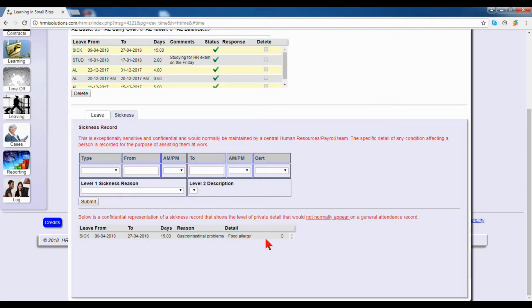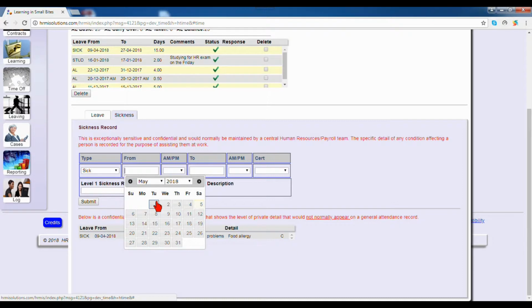Not long after returning to work, the person was unable to come in for a day due to a migraine. Let's quickly record that as another day of sickness. And it was only one day, and the person did not fill in a self-certificate form, so the sickness is uncertificated.